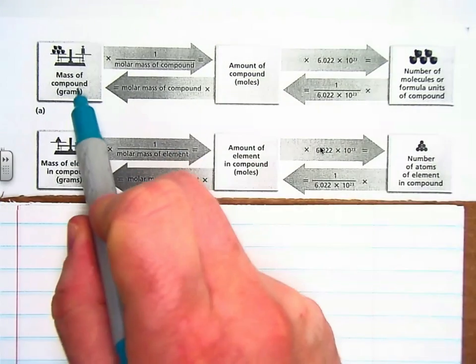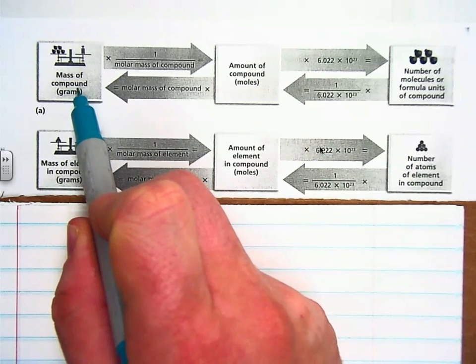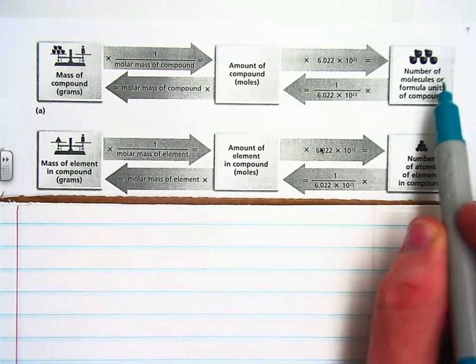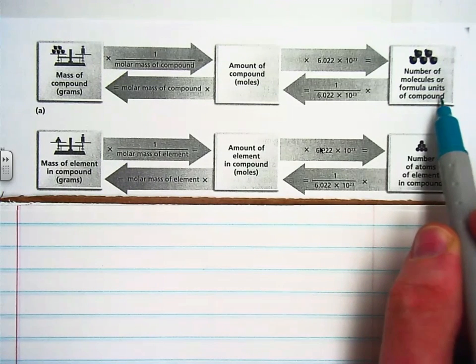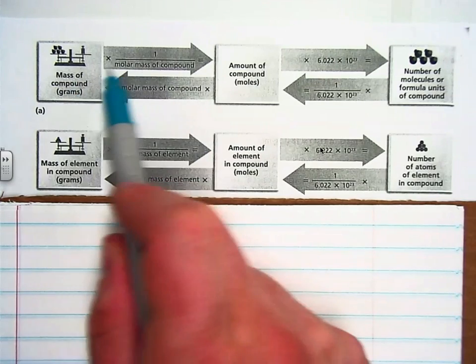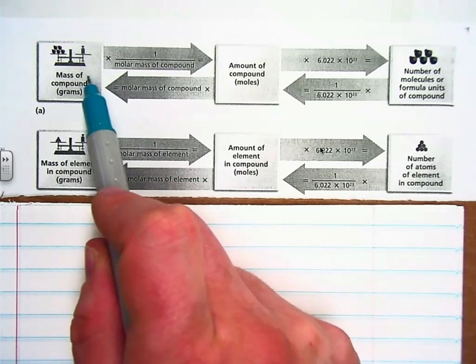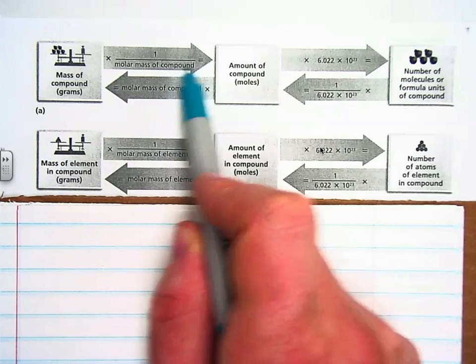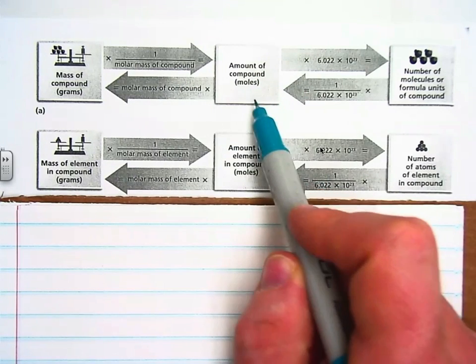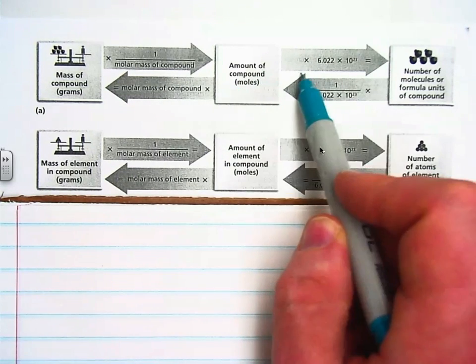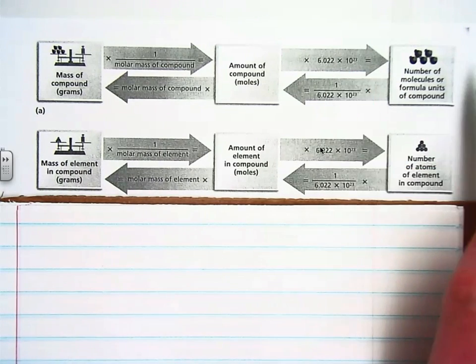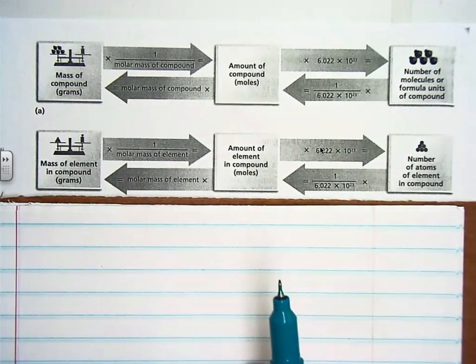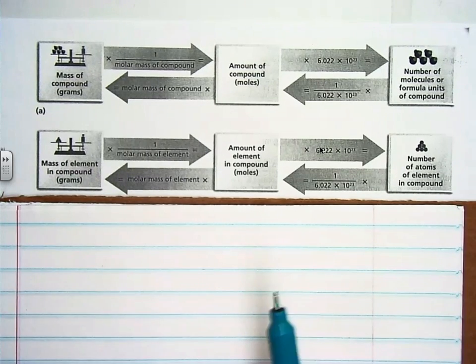If you start with the mass of a compound in grams, and you want to get to the number of molecules or formula units of the compound, you use these conversion factors. Basically, 1 over molar mass of the compound gives you the compound in moles. And then you go moles times 6.022 times 10 to the 23rd, that's Avogadro's number, to give you the number of molecules. That should be familiar from chapter 2, I think, or 3.